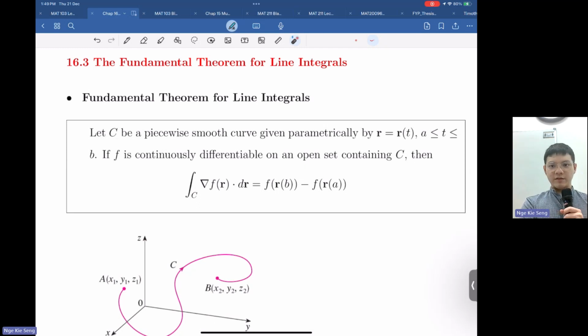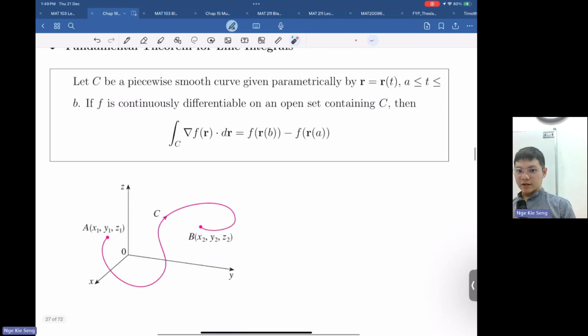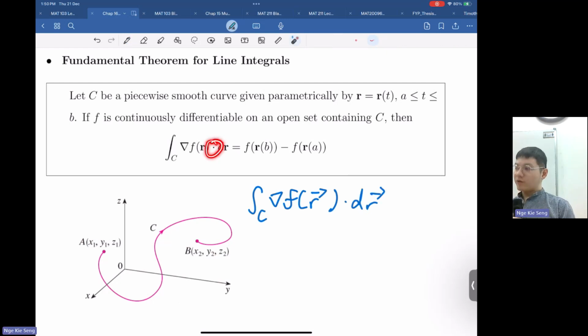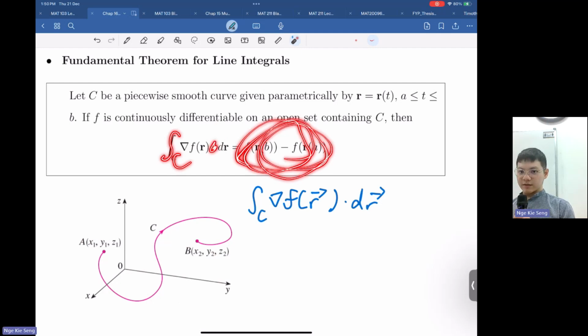Let's quickly see why this is true. Let's show this quickly using the FTC. Note that we still have a dot product here, because the integral we compute should be a number. That's why we have a dot product here.